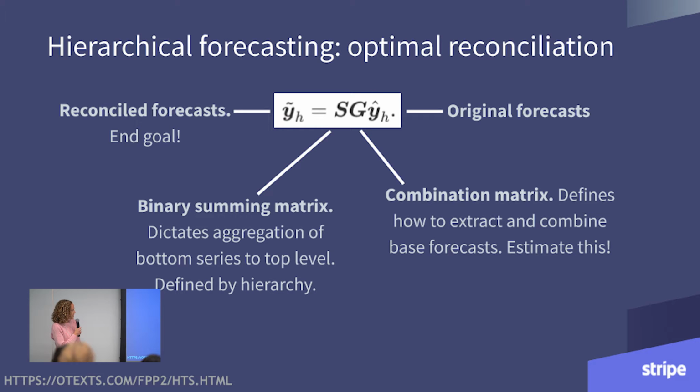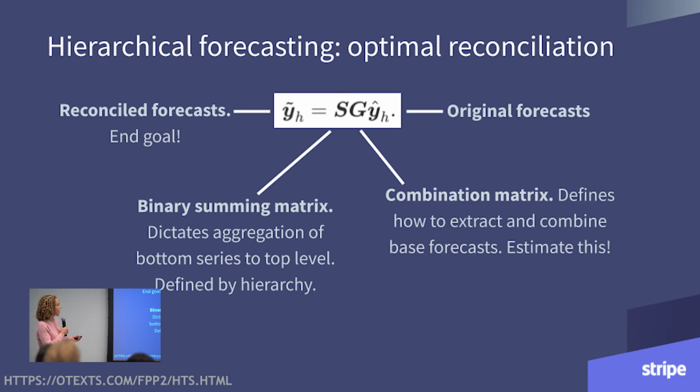So this is how we do it. It's going to be a little bit of math. So we're ending up with our reconciled forecast here. This is the end goal. We start with our original forecast that we got from whichever models we used for our different segments. There are two matrices that are going to help us make this prediction. The first one is S, which is a binary summing matrix. This dictates how the hierarchy is aggregated. So this is essentially just ones and zeros describing how the hierarchy is set up. It's determined ahead of time. The one that we want to learn is the G matrix. This is the combination matrix.